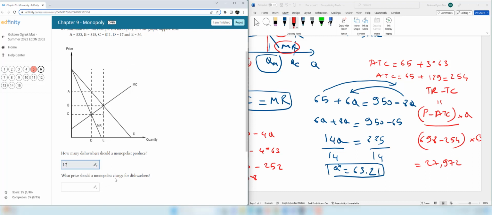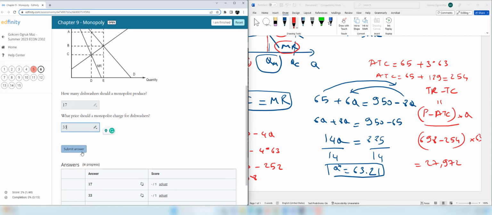What price should a monopolist charge for dishwashers? From D, we go up to the demand curve and then read the price on the vertical axis here. We go horizontally in this section and that's A, then it's 33. And that's the answer.